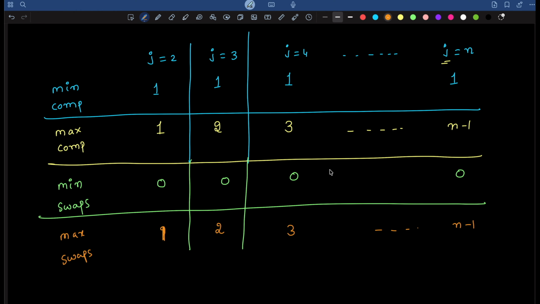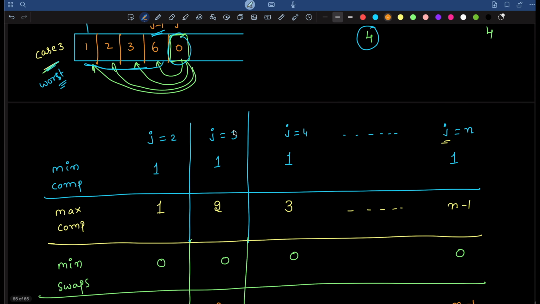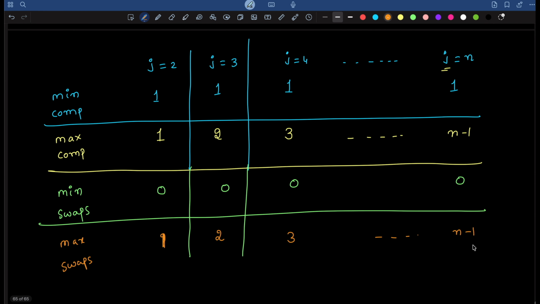Now, if you want to understand how many times this comparison operation will run, you just need to sum up all of these various values of j, right? So for each value of j, we perform exactly one comparison. I'm talking about the minimum comparisons. So the total comparisons will be 1 plus 1 plus and so on, n minus 1.